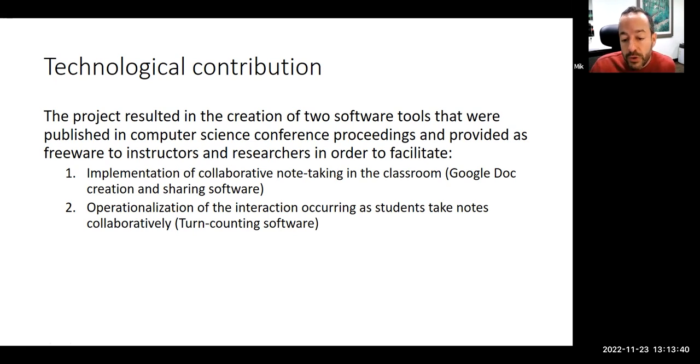And then there was the turn counting software that I think is useful, definitely for researchers and maybe for instructors also, that just want to see the level of interaction that they get in the documents, to see if students are really interacting.